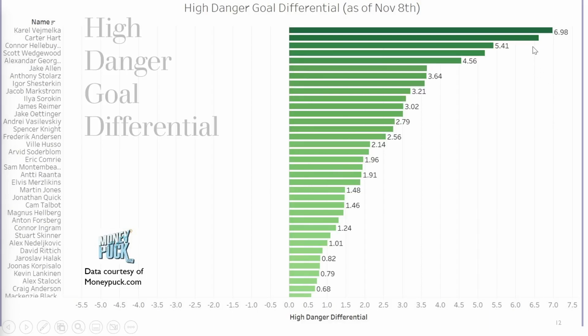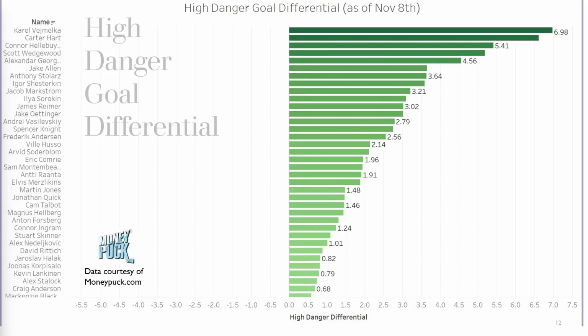Right now, Carter Hart with that goals saved above expected, and he's stopping a ton of high danger chances compared to what he's expected to save. But how long can he keep that up? If you don't think that this is sustainable, again, now is the time to sell high on Carter Hart.